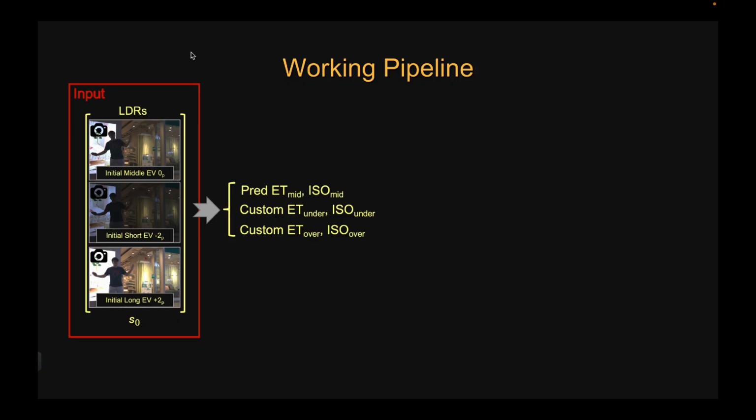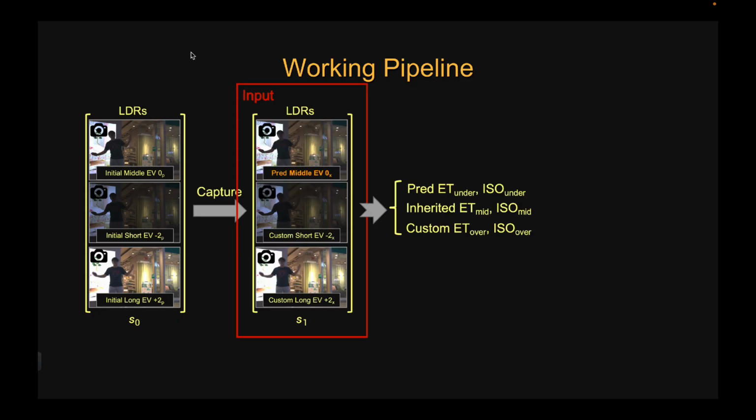The agent takes them as input and predicts the parameters for the mid-exposed frame for the next stage and customizes the parameters for the underexposed and overexposed frame to have -2, 0, and +2 EV. The footnote X denotes that the baseline for EV0 is predicted as X. Then, LDRs are captured according to the selected parameters, and we transit to stage S1.